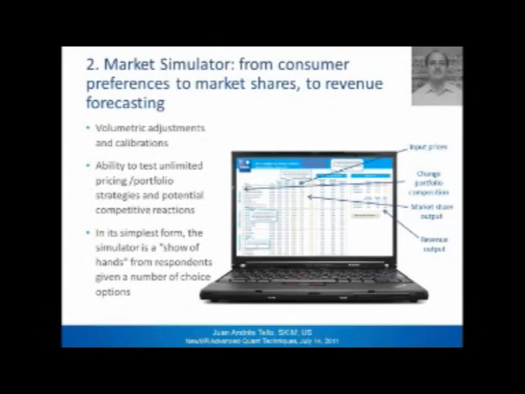And obviously, this will change. You think about what you can do with this is that you can basically test unlimited strategies in terms of pricing and portfolio composition, and even test for competitive reactions. In its simplest form, what the simulator really is, it's a show of hands from respondents given a number of choice options.